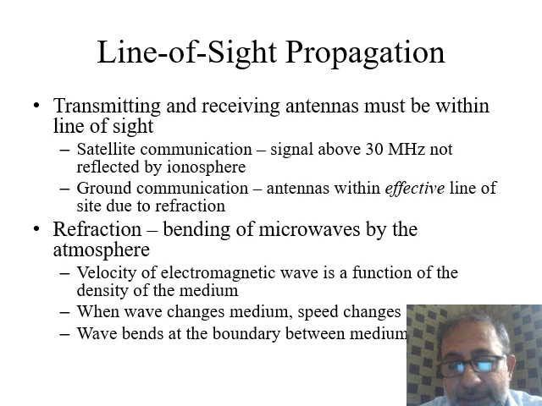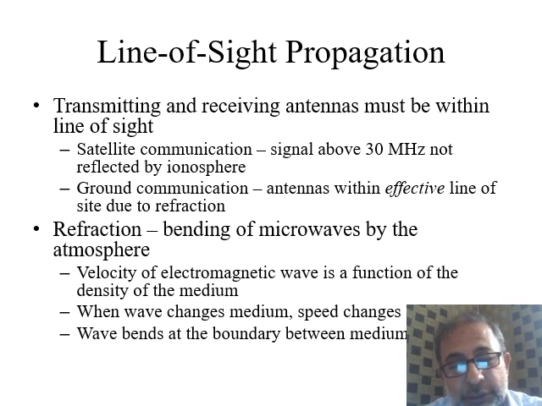But many things can happen to the signal. For example, refraction can happen, which is the bending of microwaves by the atmosphere, because the density of the atmosphere does not remain the same as we go above the surface of the Earth.